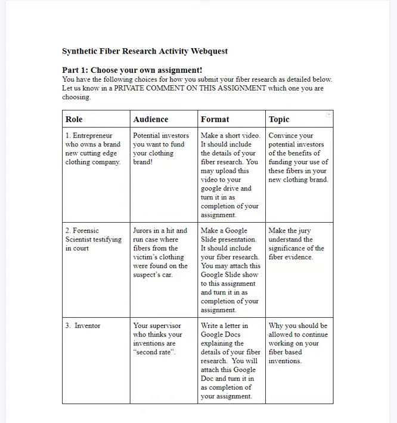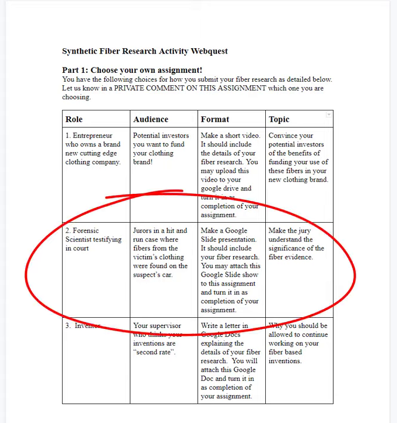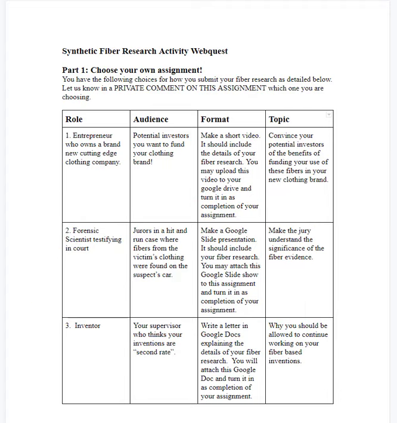The second choice is if you take on the role of a forensic scientist testifying in court. And your audience in that case would be a group of jurors in a hit-and-run case, where the fibers from the victim's clothing were found on the suspect's car. Your format here is you're going to make a Google slide presentation that you would be giving to the jury, and it should include your fiber research. You'll see that in a minute, and you'll attach this Google slideshow to this assignment and turn it in as completion of your assignment. Your idea is you are to make the jury understand the significance of this fiber evidence.